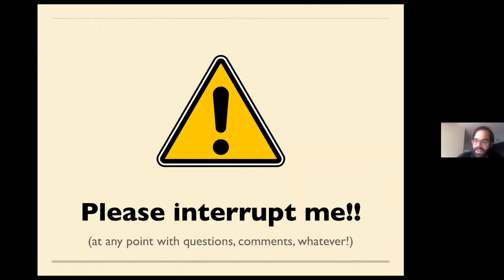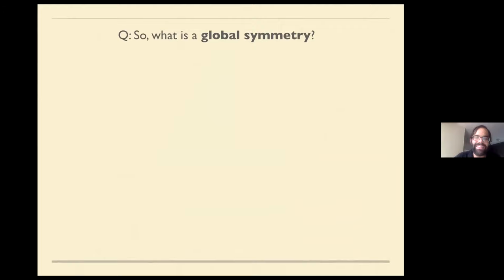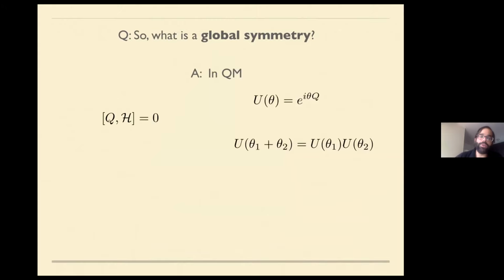Okay, so let's get started then. What is a global symmetry? Well, at this most basic level, we know what it is from undergrad quantum mechanics: just an operator that commutes with a Hamiltonian. Or if you prefer, you can trade this Hermitian operator for a family of unitary operators that satisfy a group law, which also commute with the Hamiltonian, okay? And they give you selection rules and all sorts of nice things. So that's what a global symmetry is in quantum mechanics.